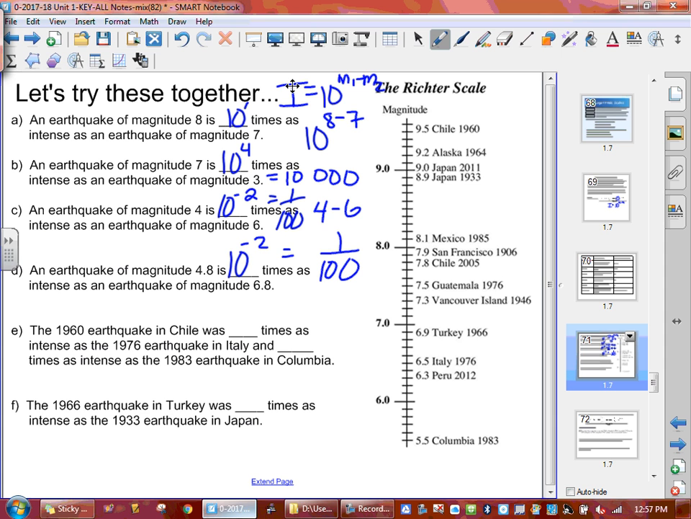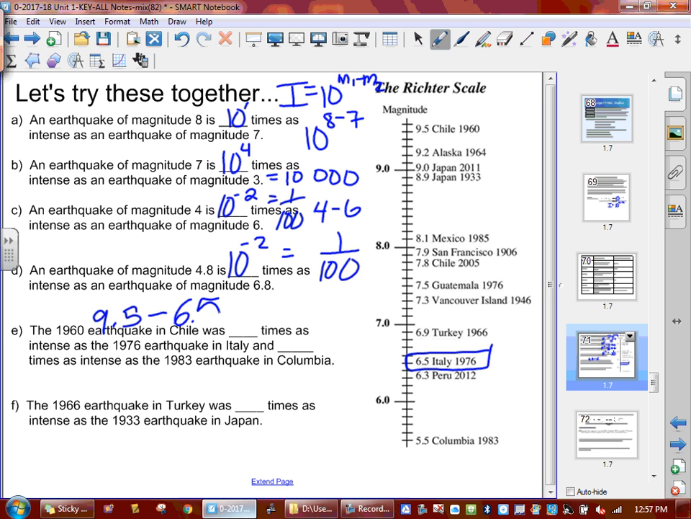All right, now we're going to talk about the ones over here on the right. So it says the 1960 in Chile. So we have to look at 1960 in Chile. It's a 9.5. So I'm writing 9.5 there. It was how many times as intense as the 76 in Italy? So now we got to find 76 in Italy. There's 76 in Italy, right there. 6.5. So I've got 9.5 minus 6.5.